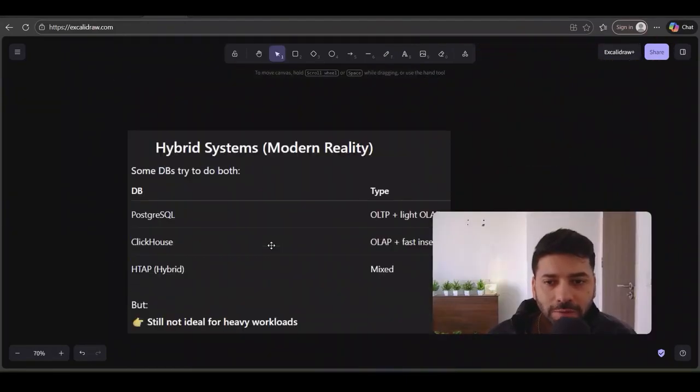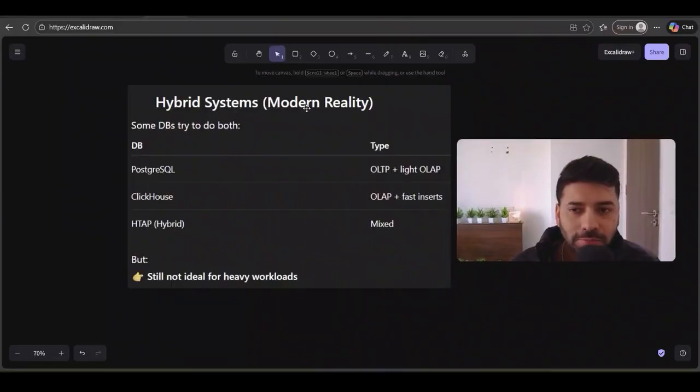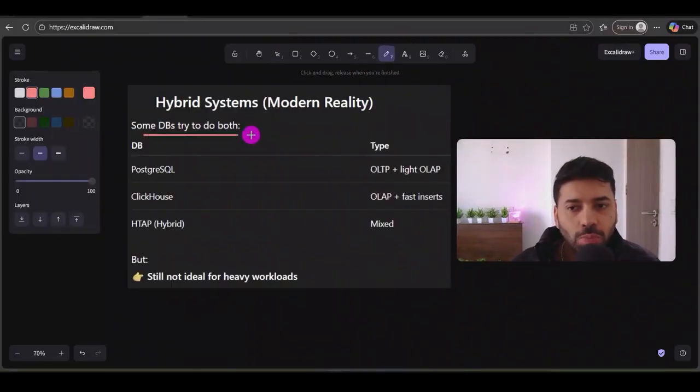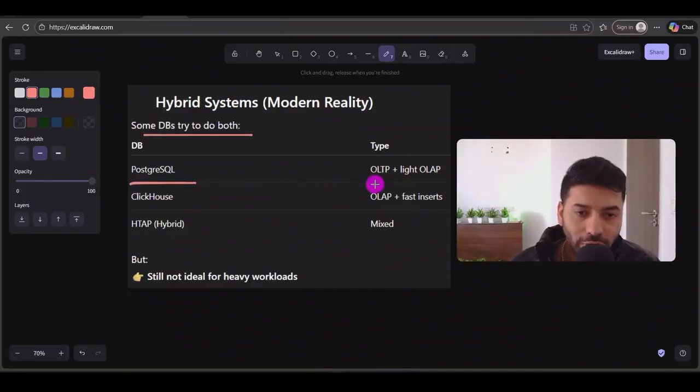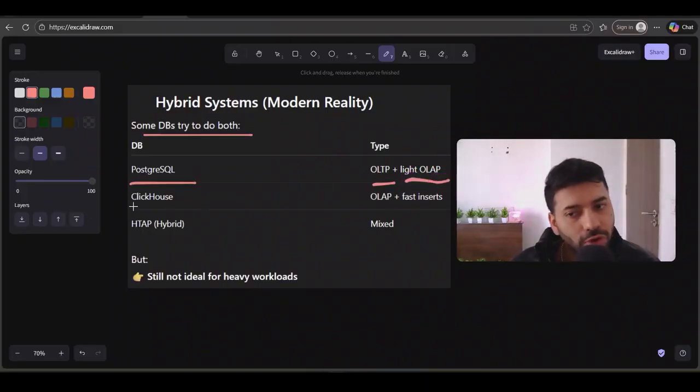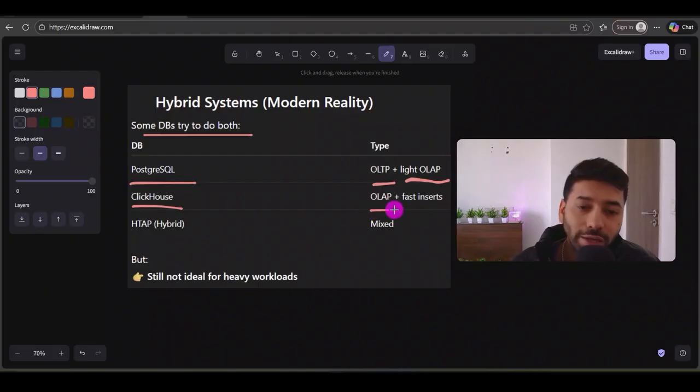Now, in modern times, we also have some hybrid systems in which some databases try to do both things, like OLTP plus OLAP. Some examples are PostgreSQL, which is of type OLTP. It's mostly a type of SQL, but it can also perform light OLAP operations. Then we also have ClickHouse, which is of type OLAP, but can also do fast inserts. We saw that most OLAPs are used mostly for read operations, but ClickHouse can also do some fast inserts.